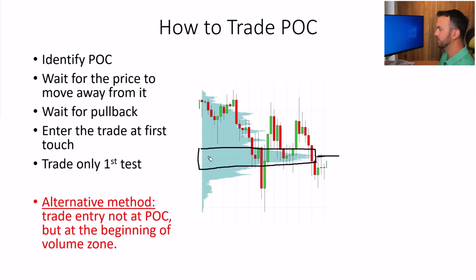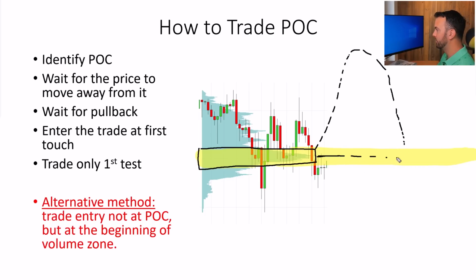Let me do a little drawing here. This is the whole zone, right? Support or resistance zone. Not just the point of control, but the volumes around it too. So if the price goes up from there, makes a pullback, then I don't actually place my trade at the point of control line, but I place my trade at the beginning of that heavy volume zone, which is here. This is my long trade entry at this place.